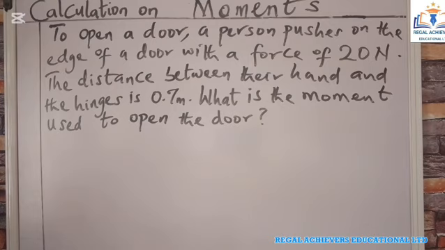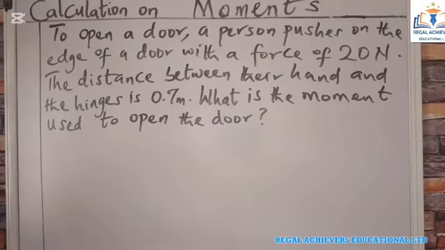I will be taking you through a topic: calculation of moment. We have a question here. To open a door, a person pushes on the edge of a door with a force of 20 Newton. The distance between their hand and the hinges is 0.7 meters. What is the moment used to open the door?